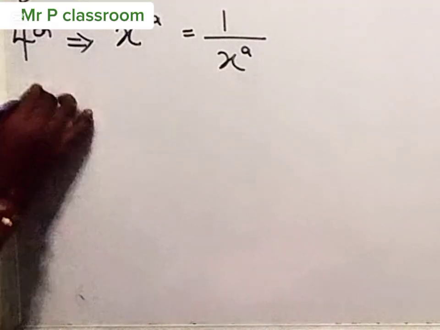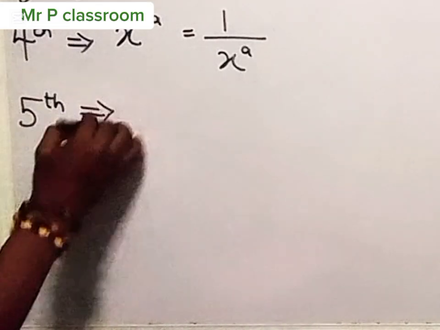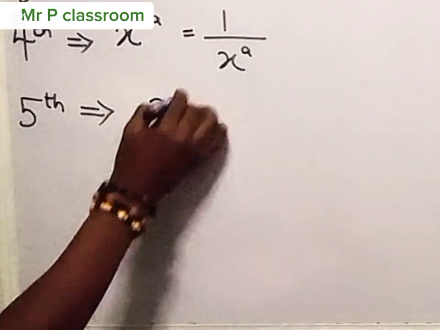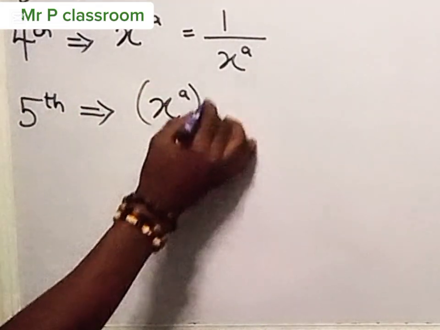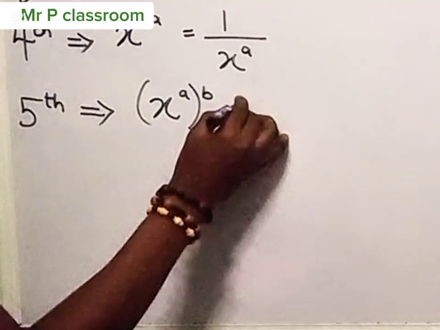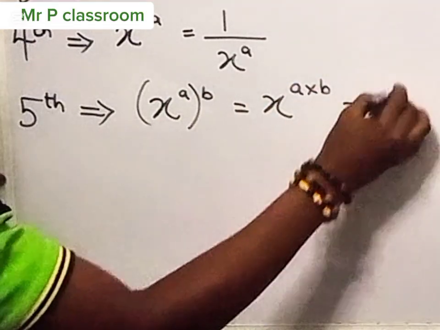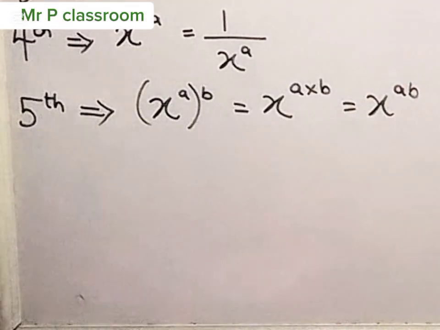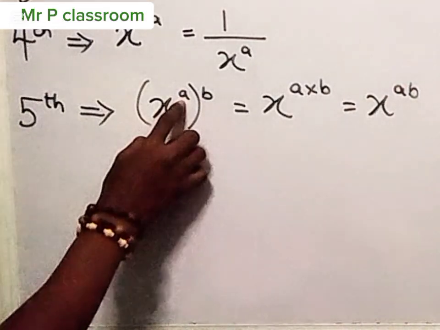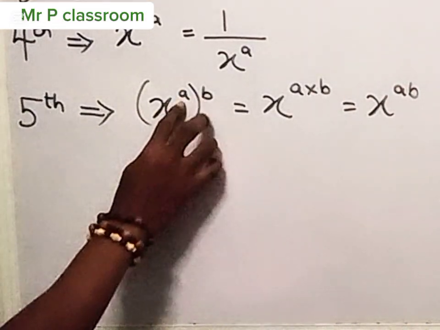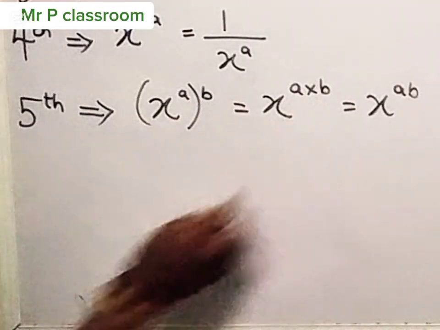The fifth law of indices is telling us that if you have x raised to the power of something and that is raised to the power of another thing, you can just multiply the power so that you can have ab in this case. So x raised to the power of a and that is raised to the power of b, so this a and b can multiply themselves.